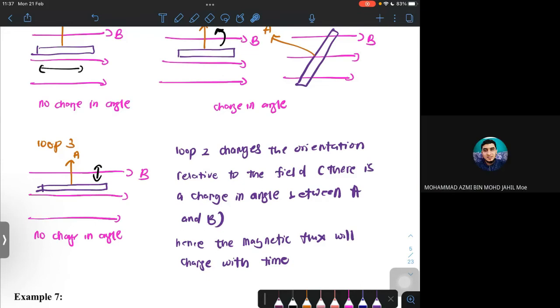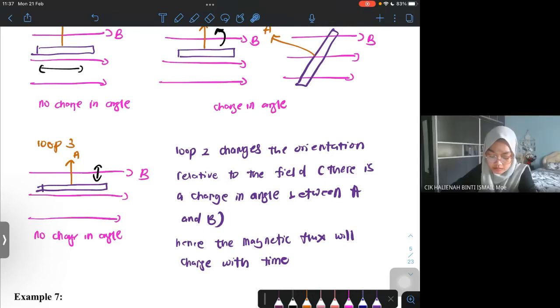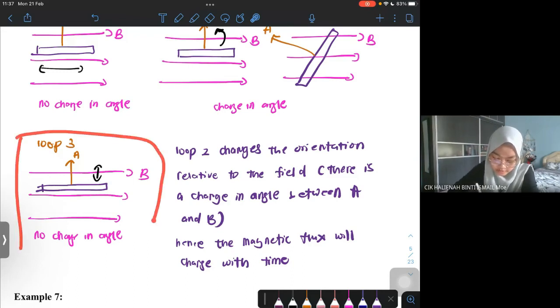Miss, yang loop 3 ni kan, kalau dia turun dan naik, bukan dia potong magnetic flux kah? Actually, yes, they potong magnetic flux, but kalau dia potong magnetic flux, should be dia akan ada perubahan lah, maksudnya akan ada perubahan magnetic flux. But I'm not sure. Let me KIV this one first.